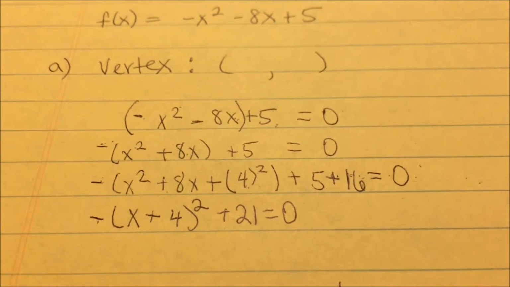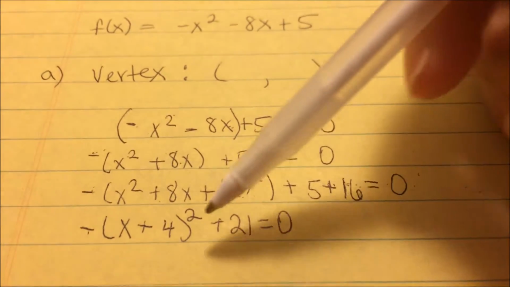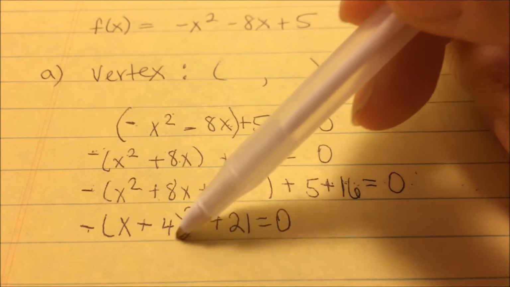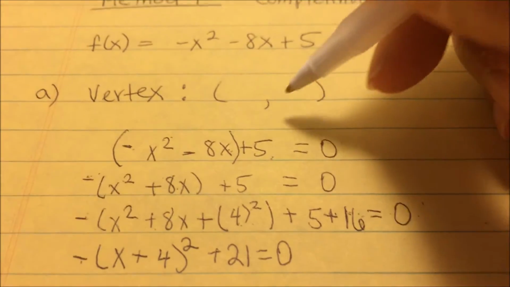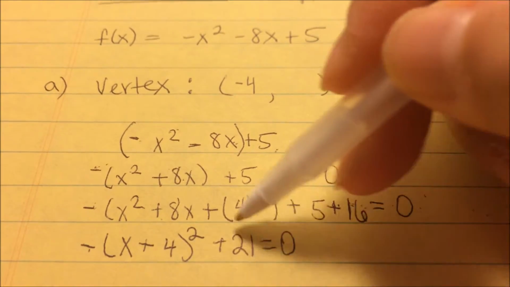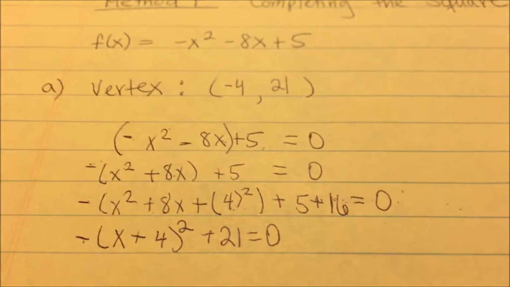Okay, so now I'm ready to go ahead and pull out my h and k's. So my h, remember we said, was found from here, so it's always the opposite sign. So since this is positive 4, it's going to be negative 4 for my h. And my k is this part right here, which is then 21 right there. Okay, so that's the vertex.